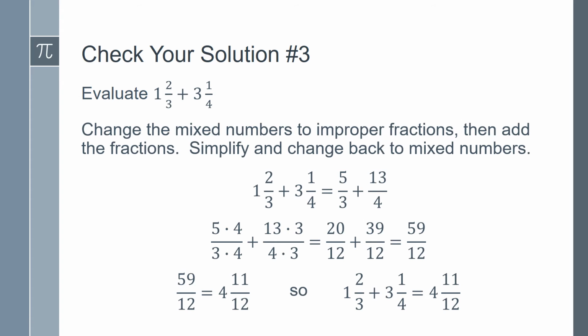Finally, we need to change back to a mixed number. 59 twelfths becomes 4 and 11 twelfths. So our original problem, 1 2/3 plus 3 1/4, equals 4 and 11 twelfths.